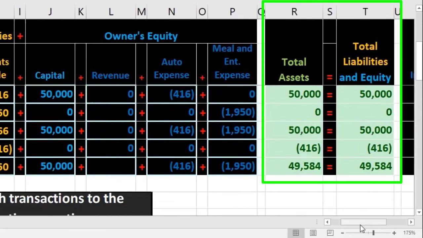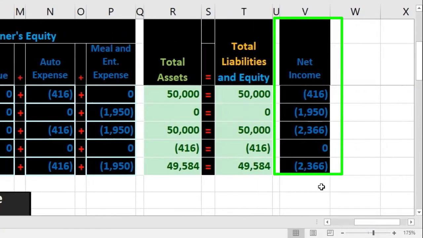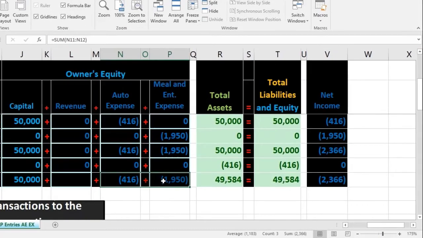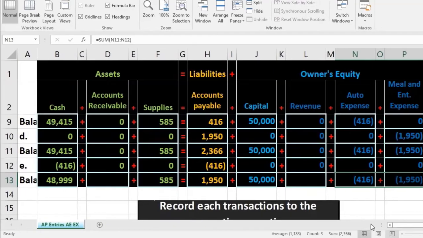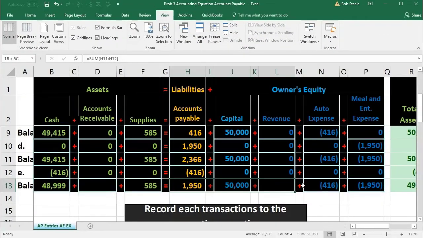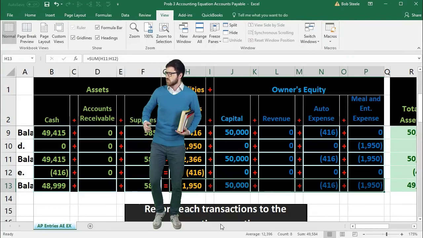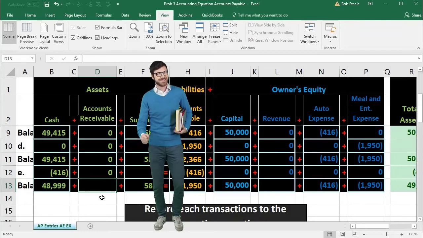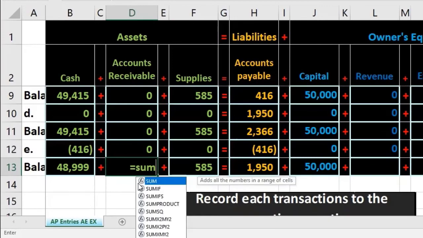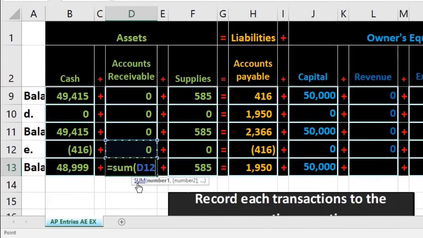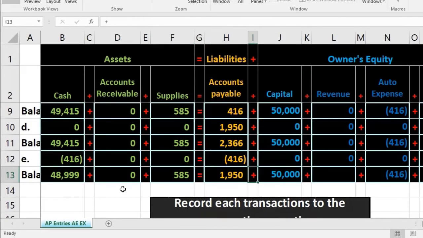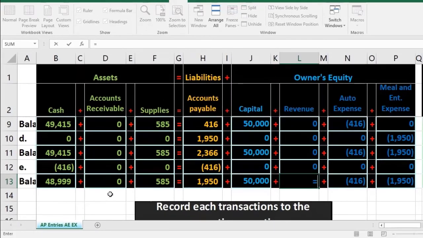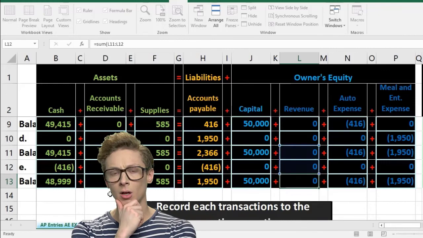Total assets equaling liabilities plus equity, our net income remaining the same at 2,366, calculated as 416 plus 1,950. And we can also calculate that we are in balance by highlighting the asset side, adding up to $49,585 and the liability and equity side also adding up to $49,585. We will now bring down the last couple balances here, summing up using just the keyboard in cell D13 starting point. Equals SUM shift 9, let go of shift, up arrow one time, hold down shift, up arrow again, and tab, tab, tab, tab, tab, tab, tab, tab. In cell L13 equals SUM shift 9, let go of shift, up arrow one time, hold down shift, up arrow again, and enter.